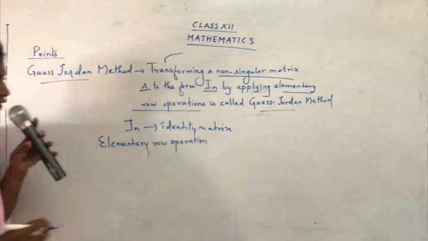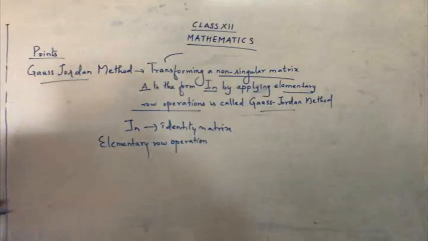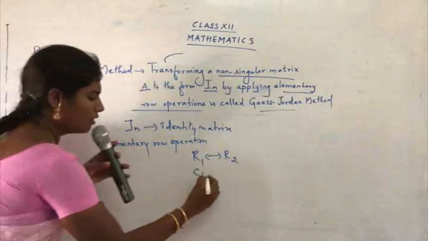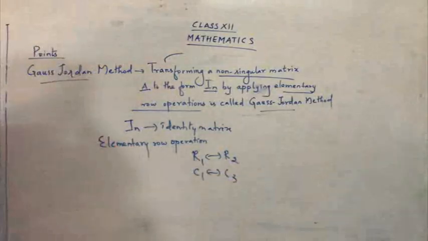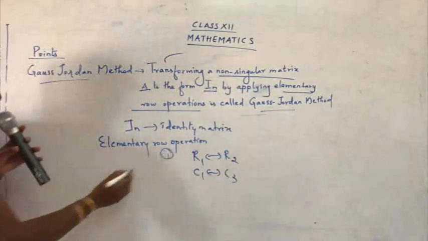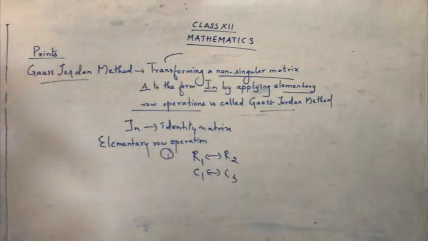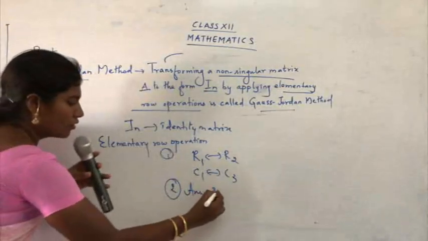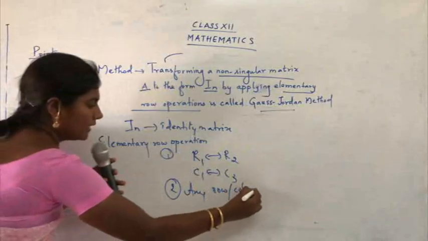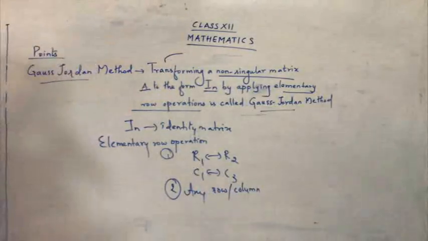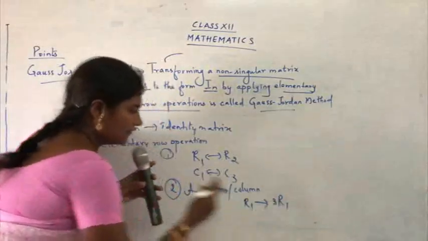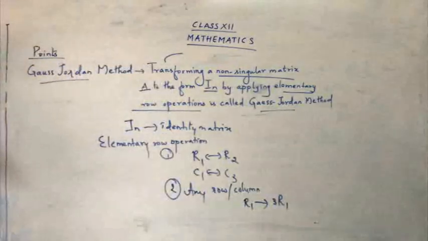The first one was any row or column can be interchanged. That is, R1 can be interchanged with R2, or column 2 can be interchanged with column 3. So this was the first rule. The second one was any particular row or column can be multiplied by a scalar. Suppose you have row 1, so row 1 can change to 3R1. We can multiply by any non-zero number.